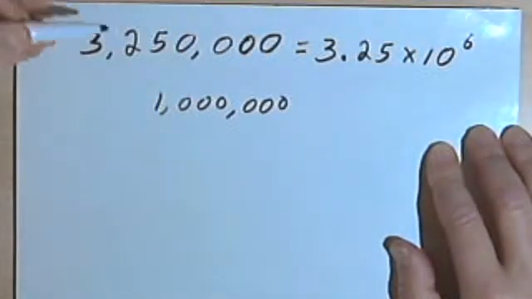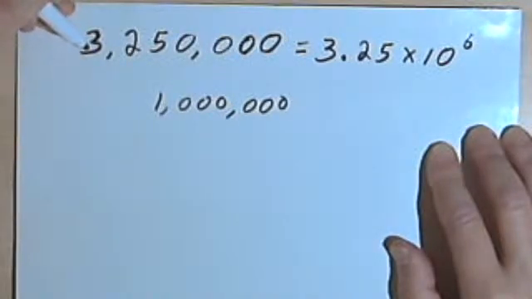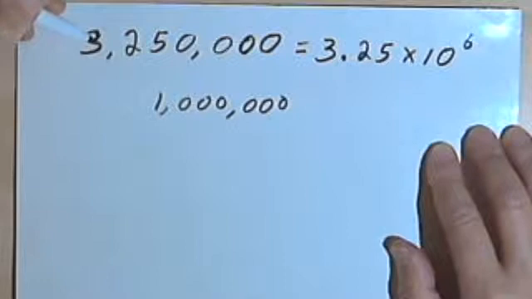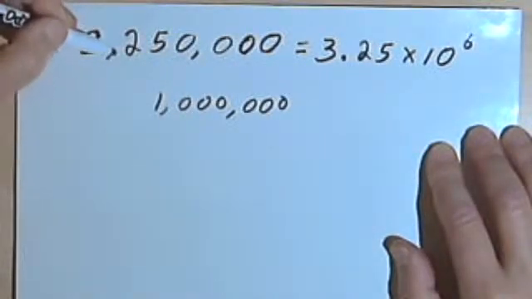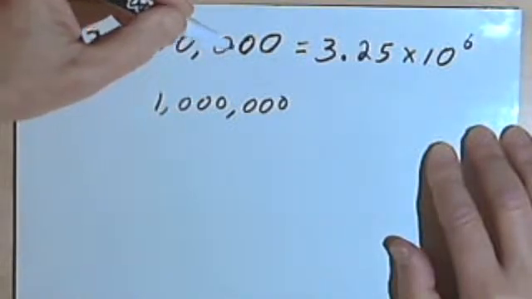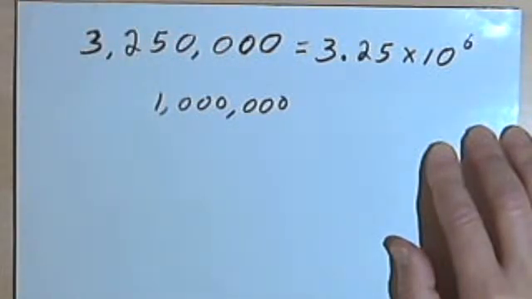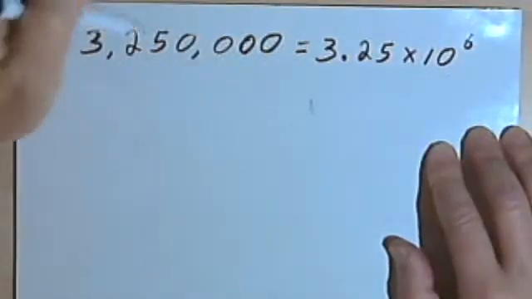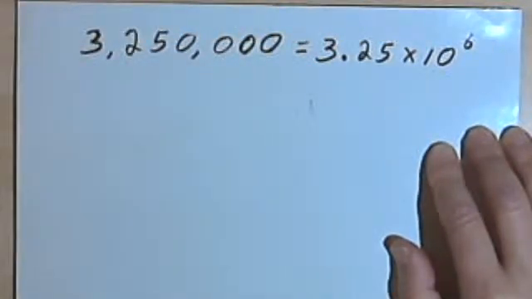Another way to think of that would be in the original number, 3,250,000, I put the decimal point after the 3. After where that decimal point was, there had been 1, 2, 3, 4, 5, 6 more digits. So I'm going to take that number of digits, and that's going to be the power of 10 that I use. Okay? Let's take that process and do it with another number.